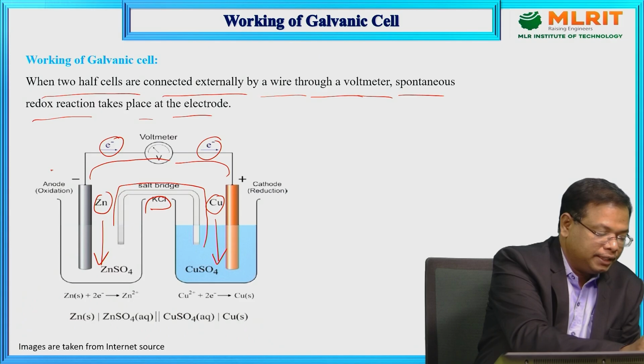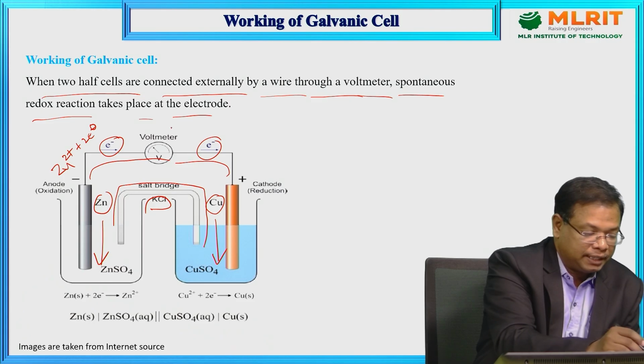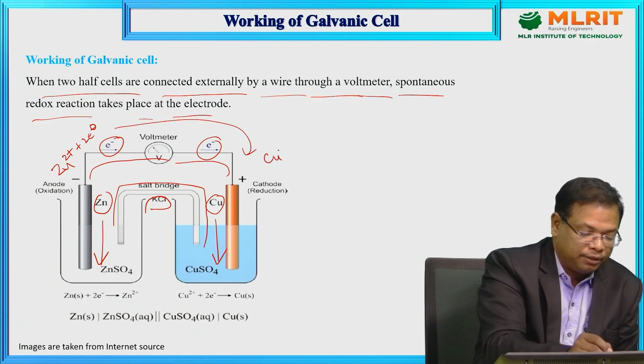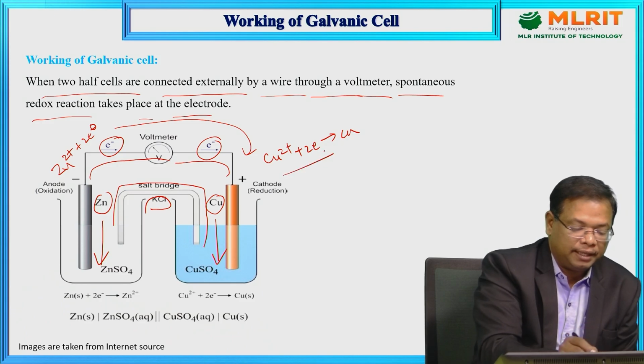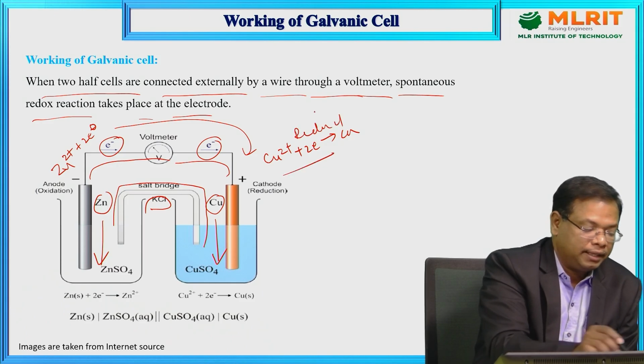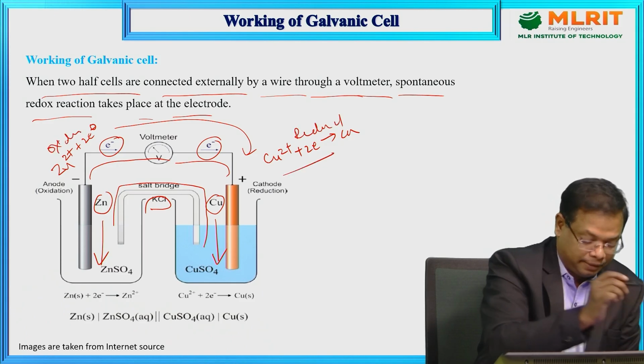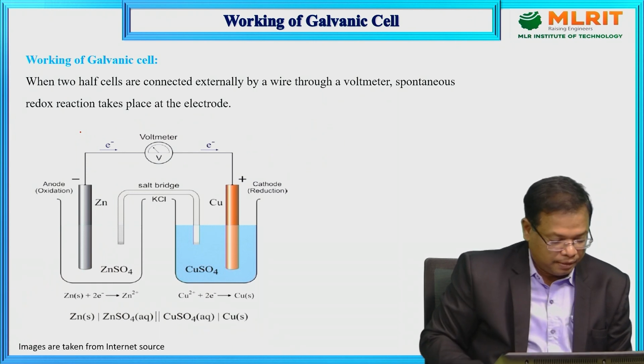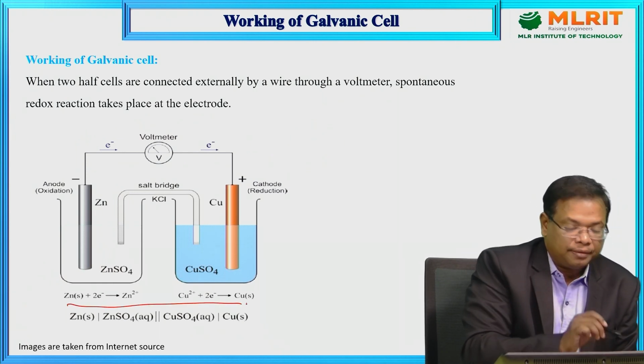So here the zinc loses its electrons, Zn gives Zn2+ plus 2 electrons, and these 2 electrons will be gained by the Cu2+, Cu2+ plus 2 electrons gives rise to Cu. This is the reduction reaction, and this is the oxidation reaction. So this is the same which was mentioned here.